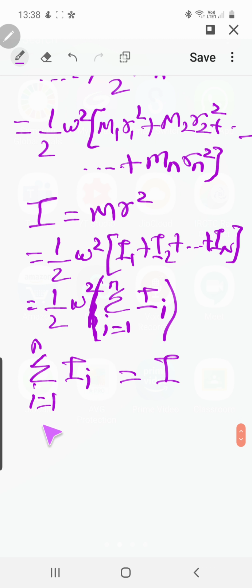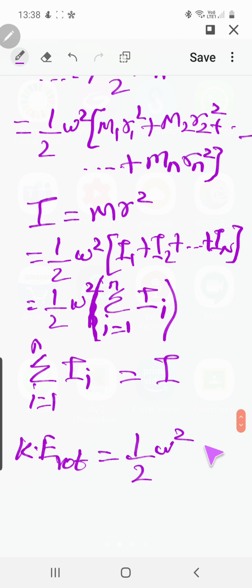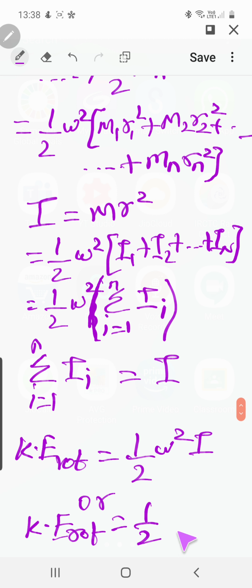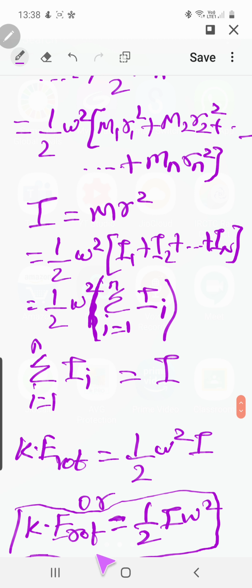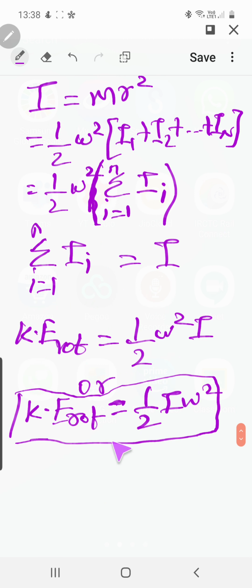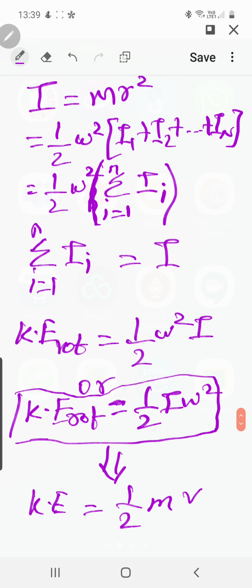Therefore the kinetic energy of a rotating object is equal to half omega square I, or K rotation is equal to half I omega square. That is what we had to prove. When we write this same formula in linear motion, we get kinetic energy is equal to half m v square.